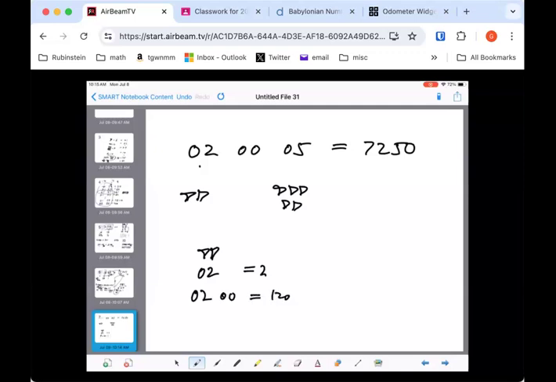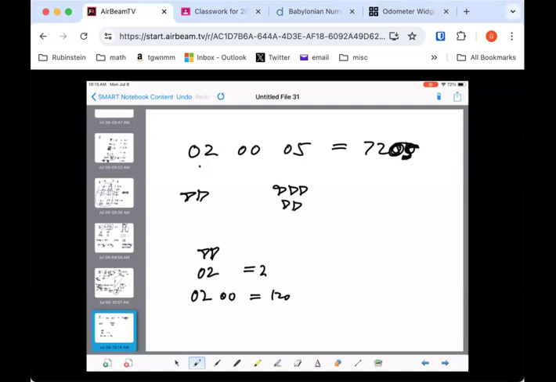which is 120. Yes, Letitia, you can unmute and speak. Is the number 7,250 or 7,205? Ah, sorry, it is 7,205. Thank you.